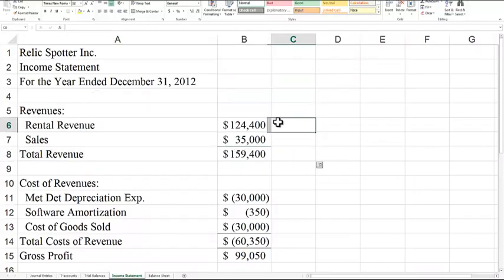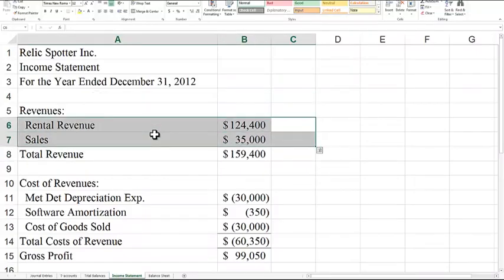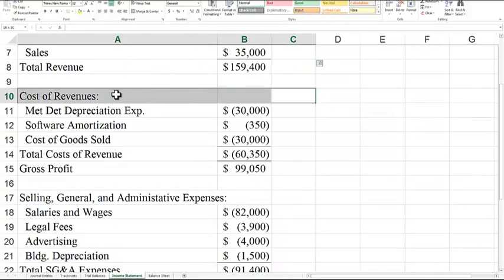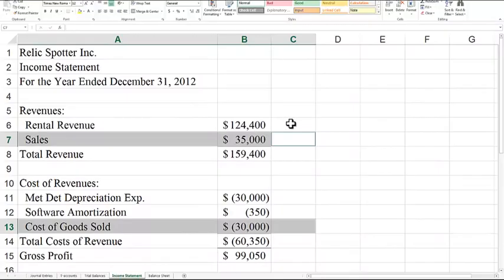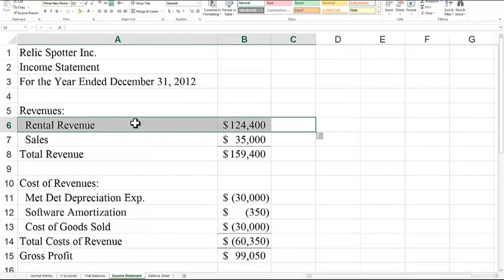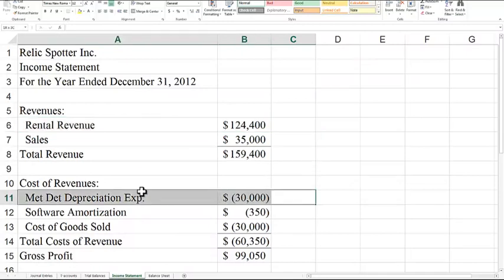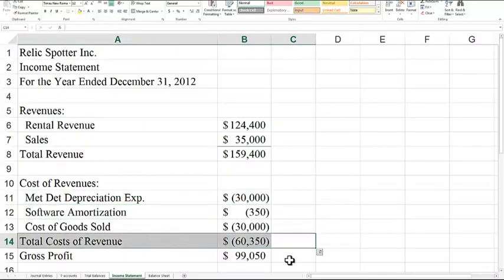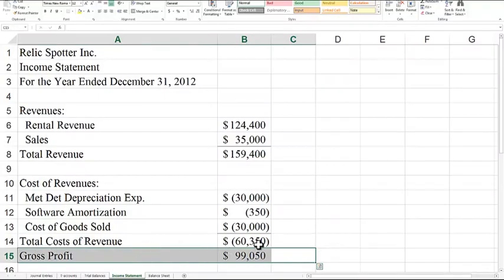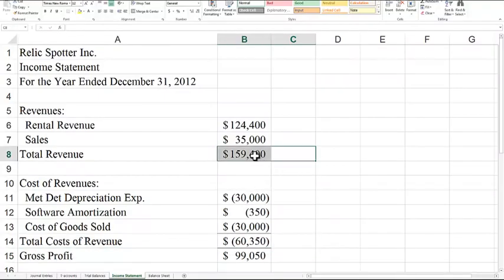For revenues, I've split the revenues into two categories, rental revenue and sales of sundries. That's because Relic Spotter has two lines of business, and so we want to highlight the revenues from the two different lines. Then we need the cost of revenue, so these are like the product costs. Cost of goods sold, of course, matches up with the sundry sales. But what was tricky is to figure out what's the cost of goods sold for rental revenue, which is essentially a service. What I decided was the direct cost of providing that service was the metal detector depreciation expense and the software. So I included those in cost of revenue to get gross profit, which is the markup over cost that we got in our revenue.